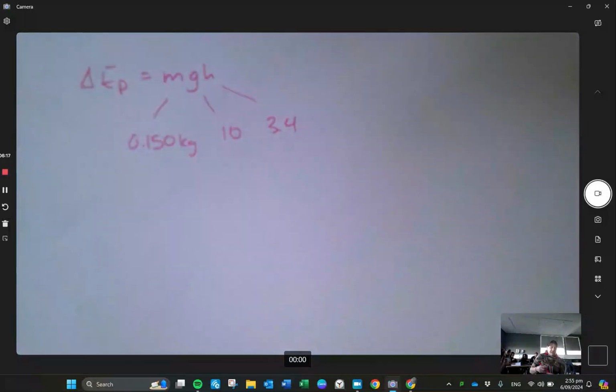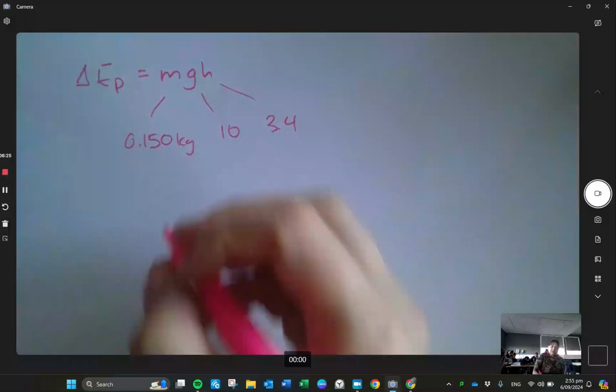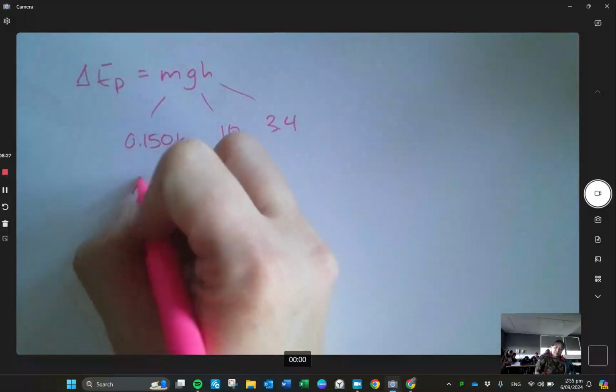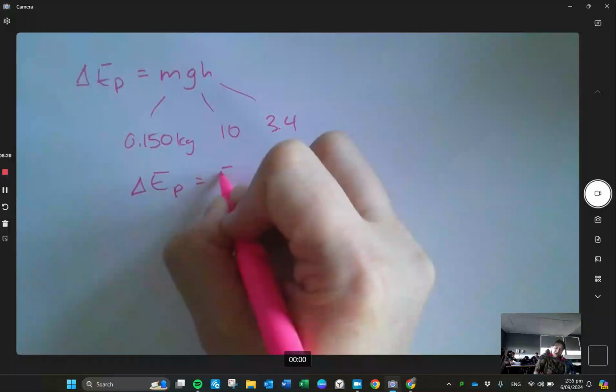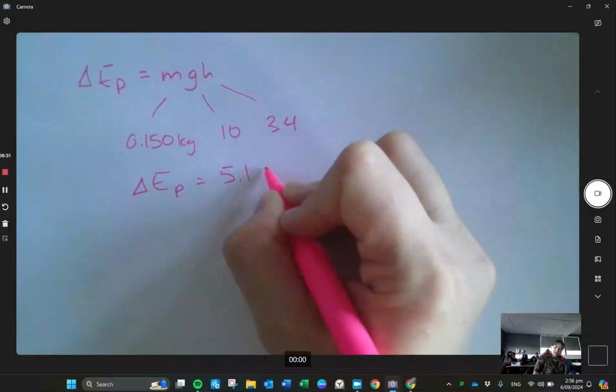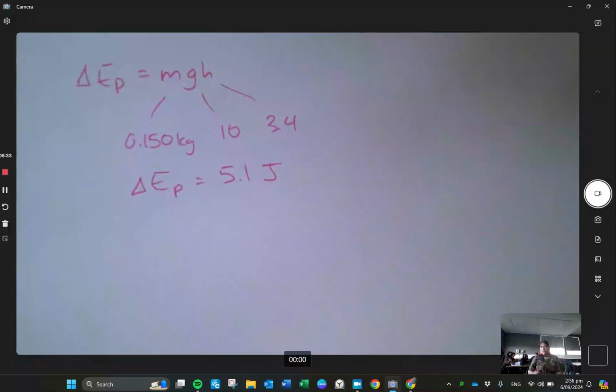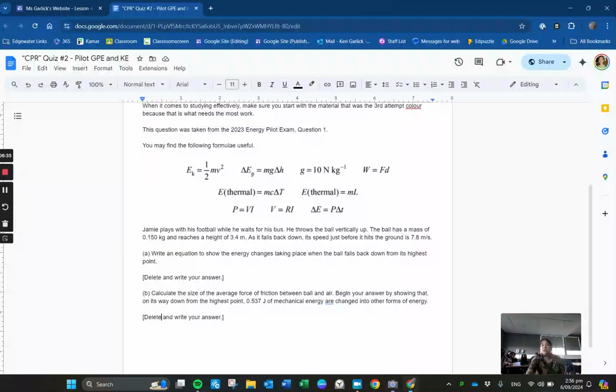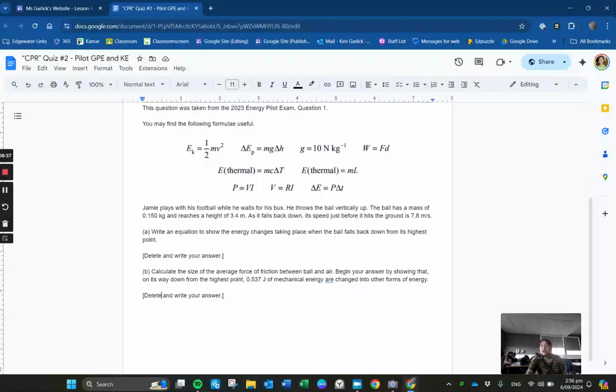So we do that calculation, and then we should get an energy value. So we have 0.15 times 10 times 3.4. And so I get that my gravitational potential energy is going to be 5.1 joules of energy at that point. Now, what we can see in this question is that it's not that value. We can see that it's actually on its way down from its highest point.